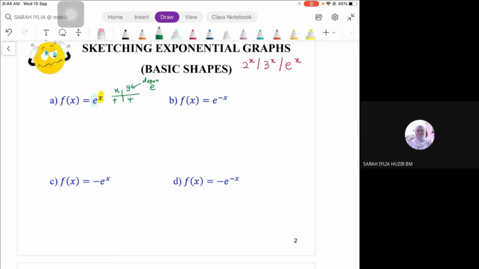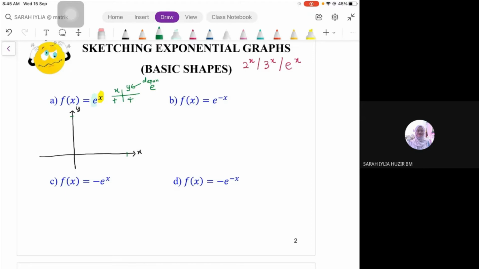Apa guna nak tahu ni? Kita guna dia untuk nak lukis graph. So bila x kita positif, saya mark x tu positif, y pun positif, maksudnya dia mesti duduk from the first quadrant. Sebab x dengan y dua-dua positif.